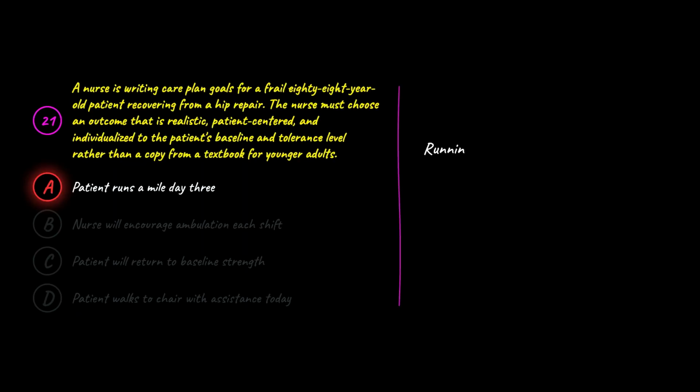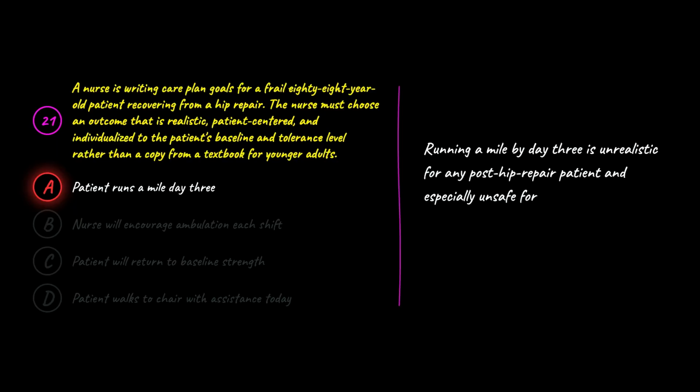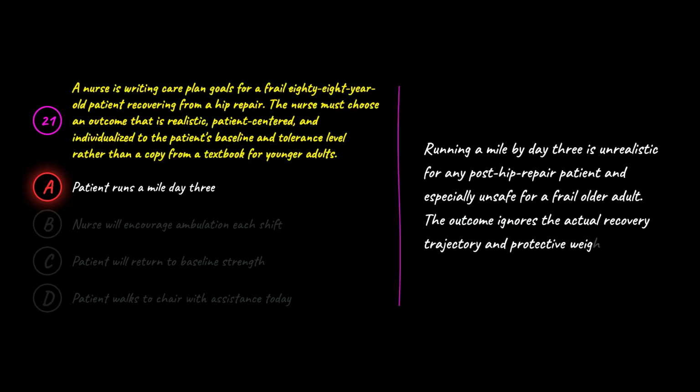A is wrong because running a mile by day 3 is unrealistic for any post-hip repair patient and especially unsafe for a frail older adult. The outcome ignores the actual recovery trajectory and protective weight-bearing limits.